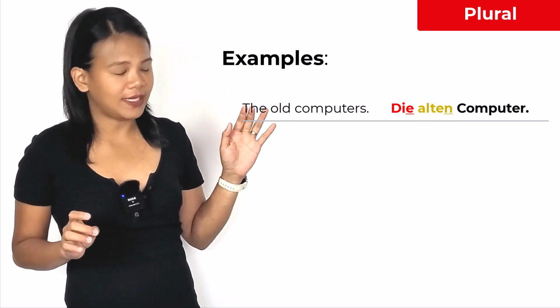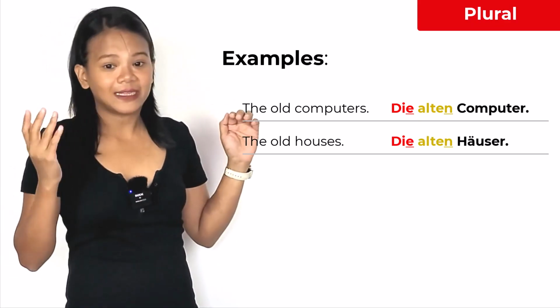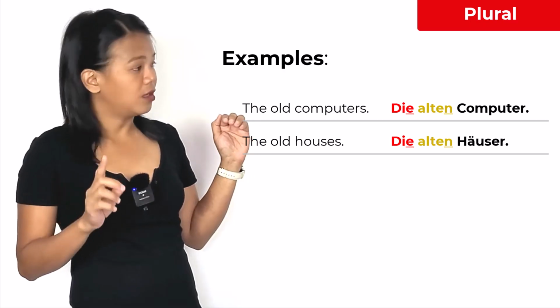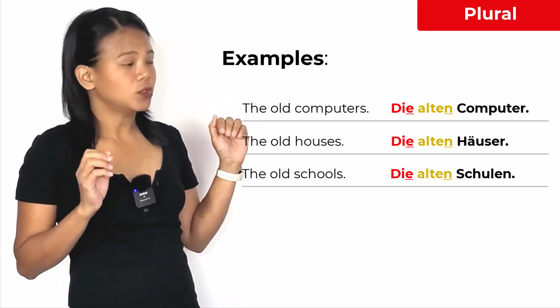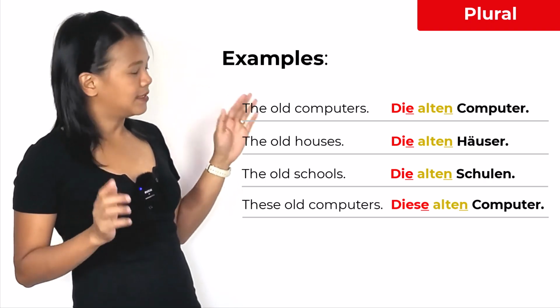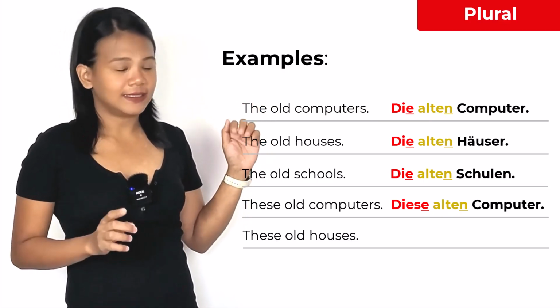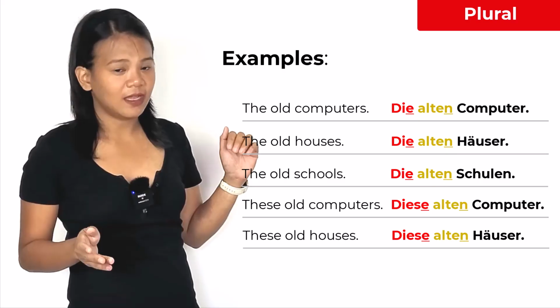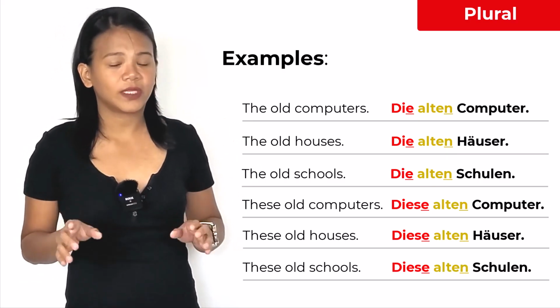Another example is the old houses, die alten Häuser. Another one is the old schools, die alten Schulen. These old computers, diese alten Computer. These old houses, diese alten Häuser. These old schools, diese alten Schulen.